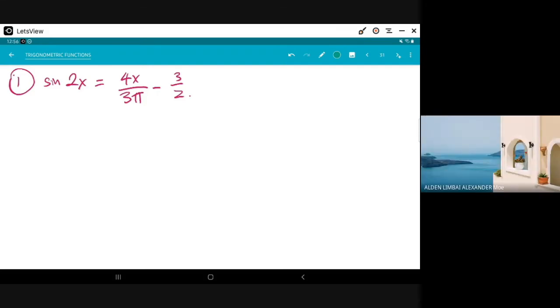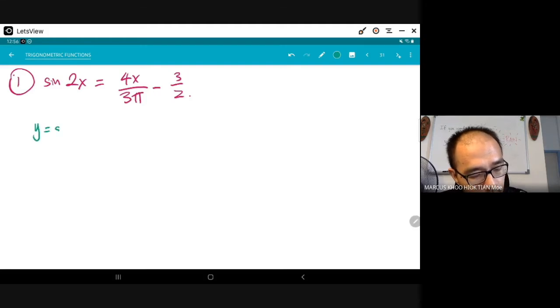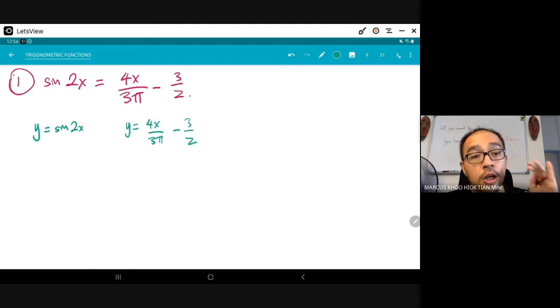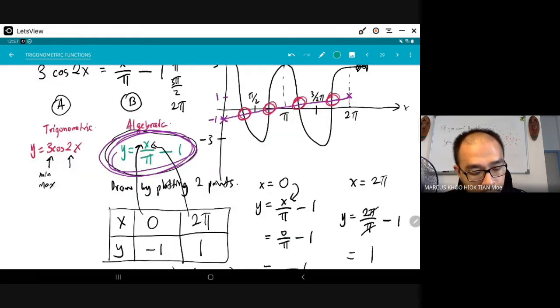Sine 2x, trigonometric. So y equals sine 2x. Left trigonometry, right algebraic. Also can. So y equals sine 2x is the trigonometry, and y equals 4x over 3 pi minus 3 over 2 is the algebraic. Cara melukis trigonometry is the thing that we learned on Monday. Cara melukis algebraic is we have to make the table. Substitute x equals 0, substitute x equals 2 pi, get two coordinates, and then after that, draw the line.